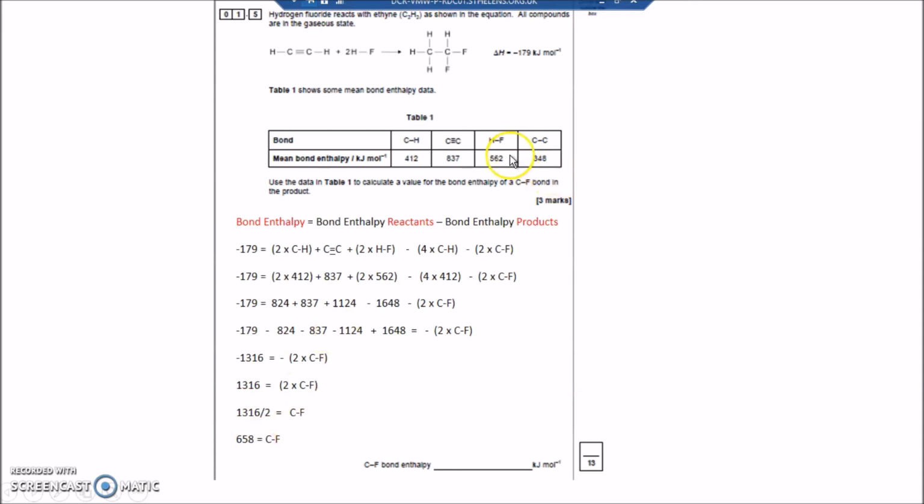The bond enthalpies are always positive because it's the energy needed to be put in, an endothermic reaction, to break a bond.